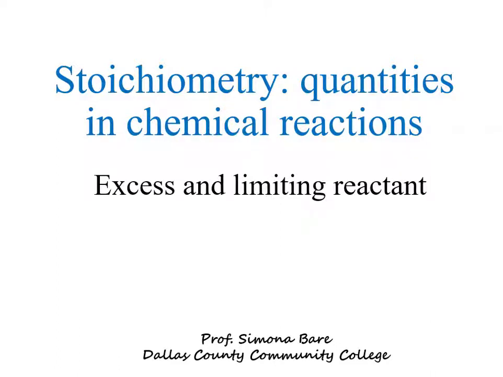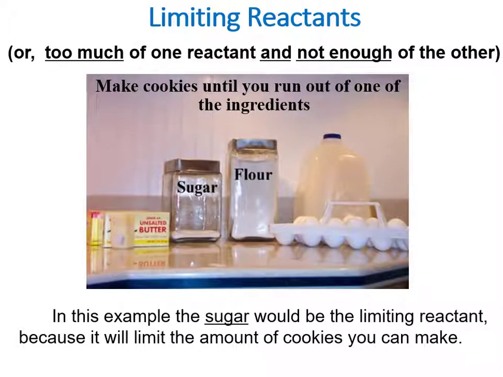This lesson is about the use of excess and limiting reactants in chemical reactions. The first thing we want to do is define what a limiting reactant and excess reactant are. This situation can be described as having too much of one reactant and not enough of the other.